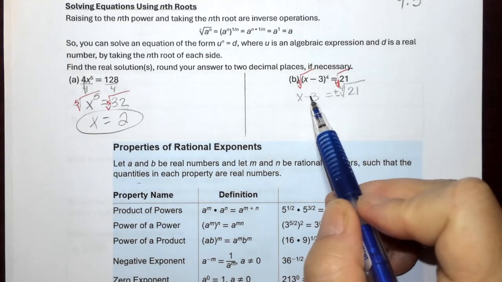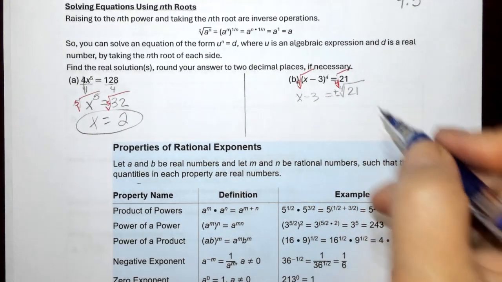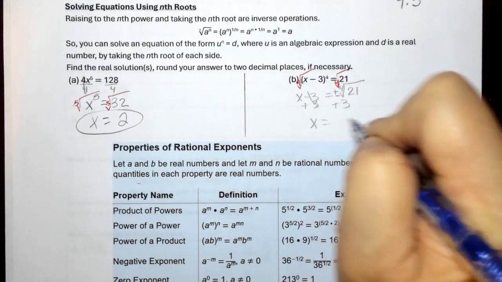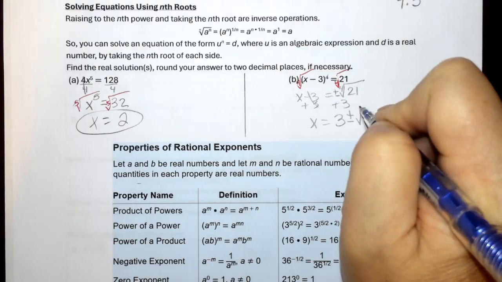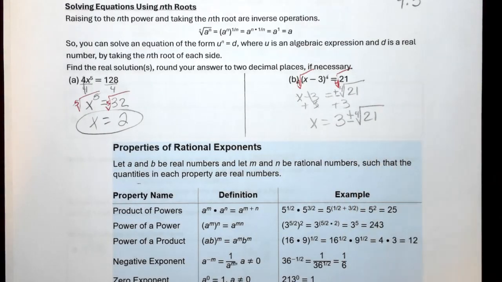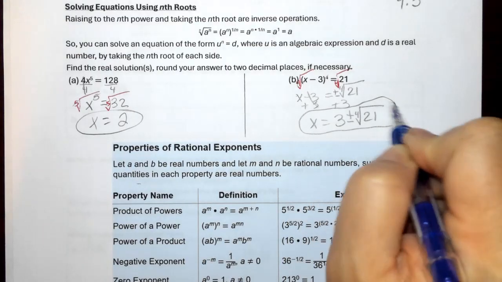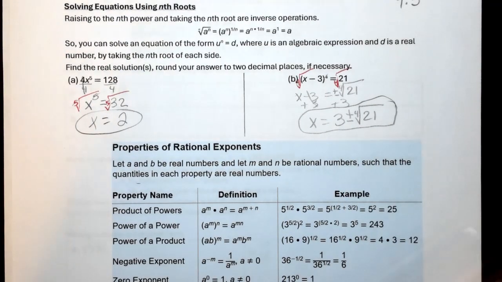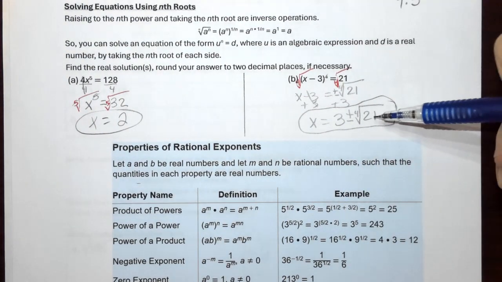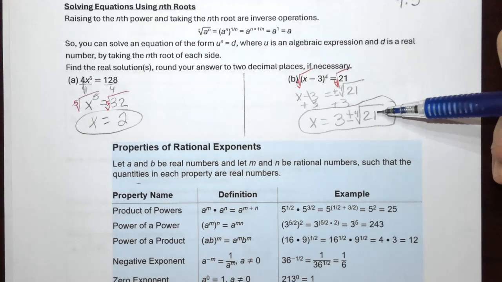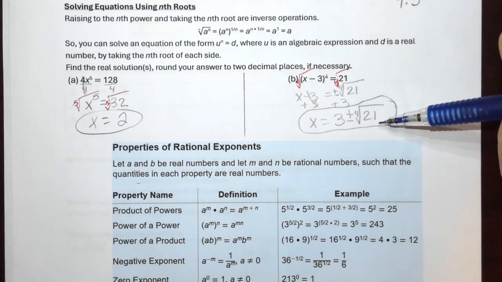So now what do we need to do? We need to move the 3 to the other side by adding it. So x is equal to 3 plus or minus the 4th root of 21. Hopefully this brings back some memories, because we have done something similar to this in chapter 4. If you have a factor in here that you could find the 4th root of, you could simplify it. In this case, we don't, so that's as far as we can go.